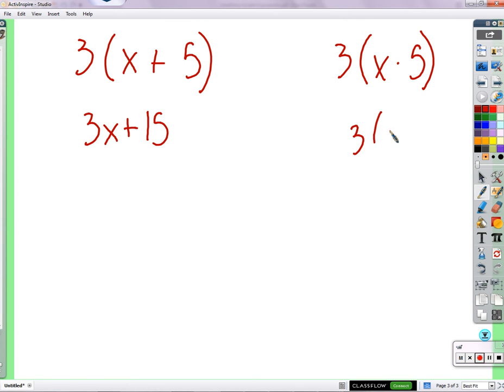Okay, we're just writing it differently then. This means x times 5, this means x times 5. We're just saying 5x. Okay, you can write it that way. Just 3 times 5 and get what? 15x. You sure that's right? You sure it's not 3 times 5 and 3 times x?